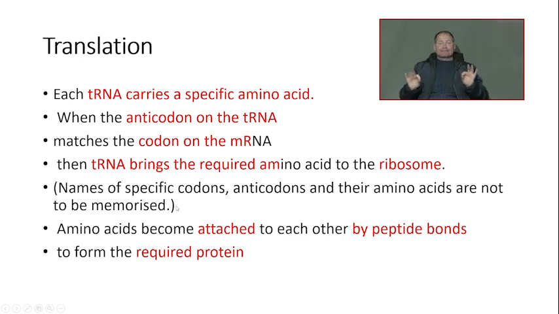Right? And then we know that our amino acids are attached to each other by peptide bonds to form the required protein. Not just to form a protein, to form the required protein. Now, the roles of tRNA in translation, you take them from this process. The first one: tRNA, what does it do? It brings the required amino acid to the ribosome.